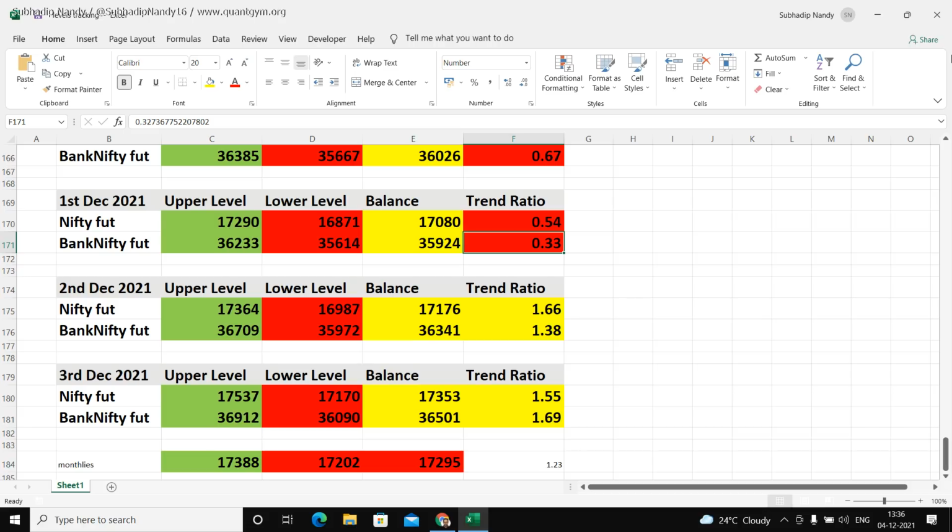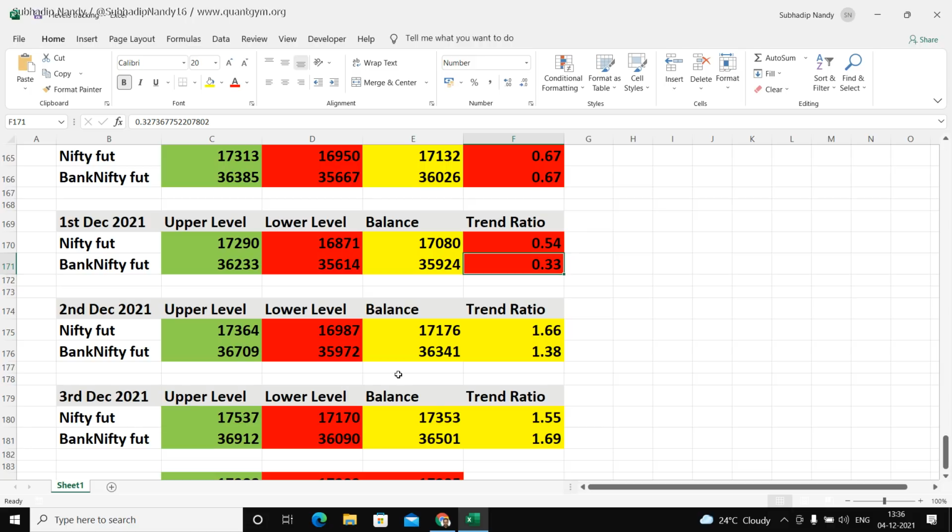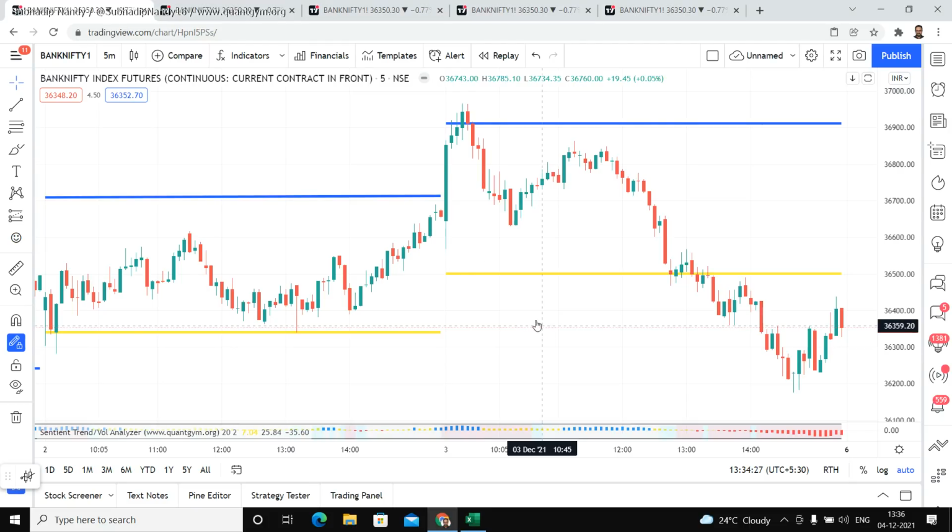These were the levels, and this was kind of, I would say, neutral. Market opened, went up, again the upper level worked as a resistance, came down, went up, came down, took support at the balance, broke the balance, came down fast.